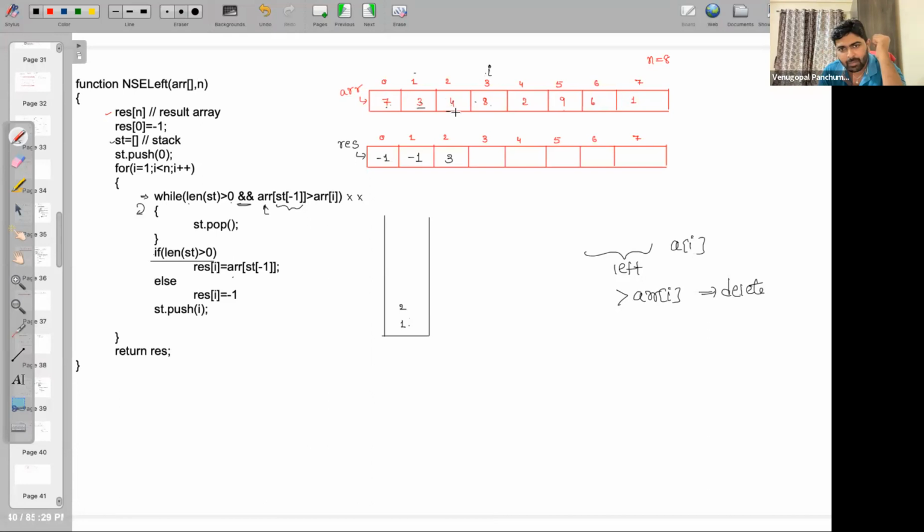Now if you check this element, is it bigger than 8? Bigger means you delete it. But 4 is not bigger, right? Therefore, this loop will fail. Okay. Now check: if stack is empty? No, stack is not empty. Then take the topmost element and you put it here.